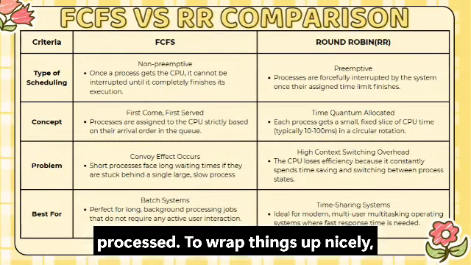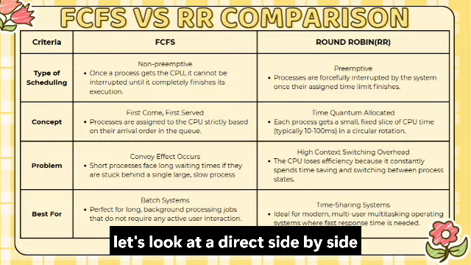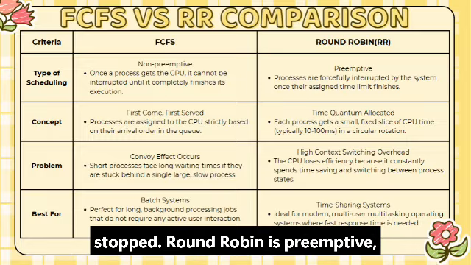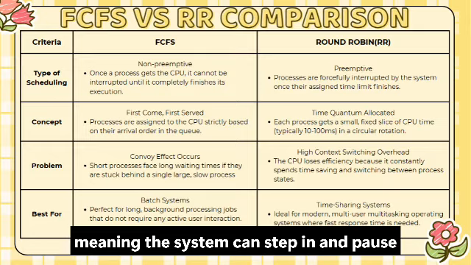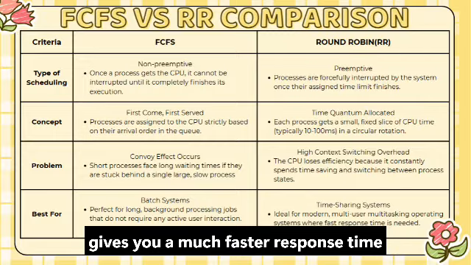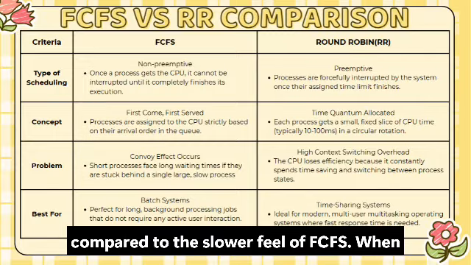To wrap things up nicely, let's look at a direct side-by-side comparison. First, FCFS is non-preemptive, meaning once it starts, it can't be stopped. Round robin is preemptive, meaning the system can step in and pause a process. Because of this, round robin gives you a much faster response time compared to the slower feel of FCFS.